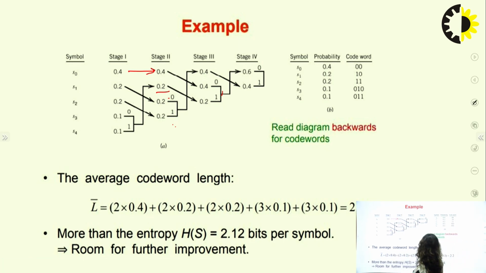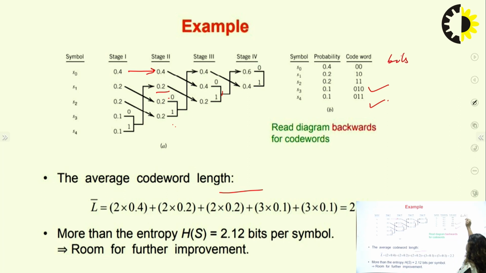Similarly, we can see for 0.1 here also. For 0.1 it is 0, then it will be summed, then here it is 1, and then it will be summed, here it is 0. So 0, 1 and 0 is for 0.1, which is represented here. Similarly, for the next 0.1 it is 0, 1, 1. So read the diagram backwards for code words. It is written here.